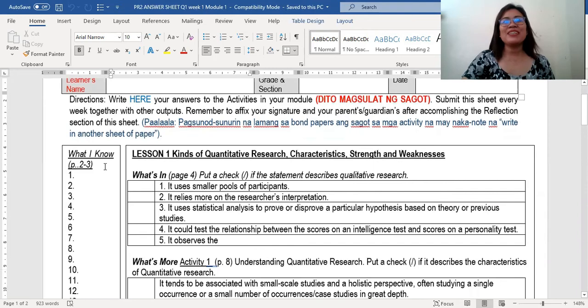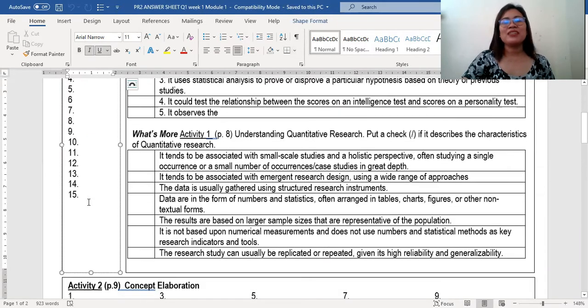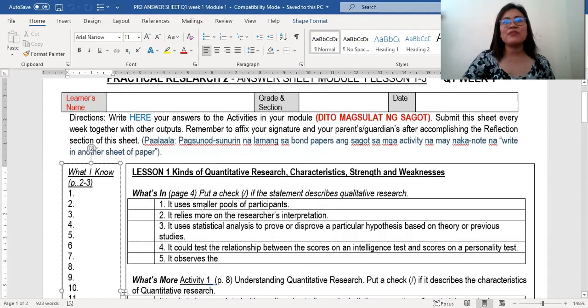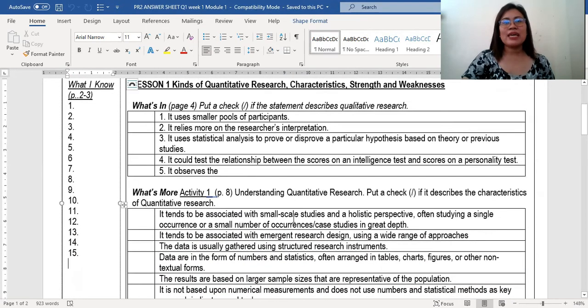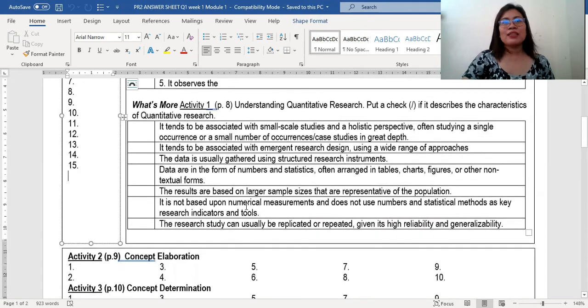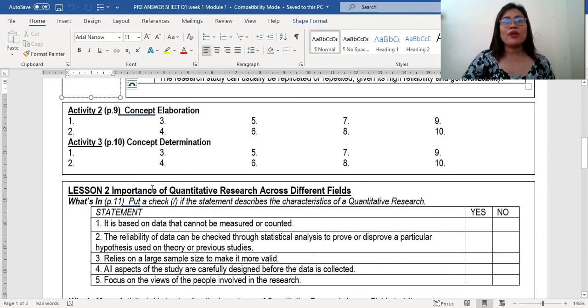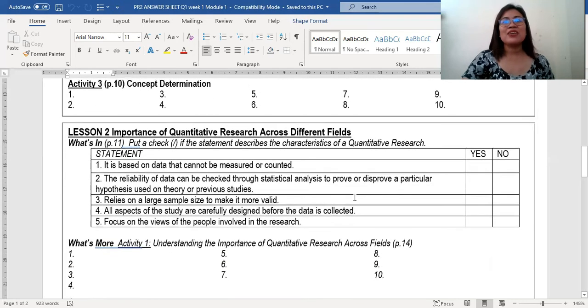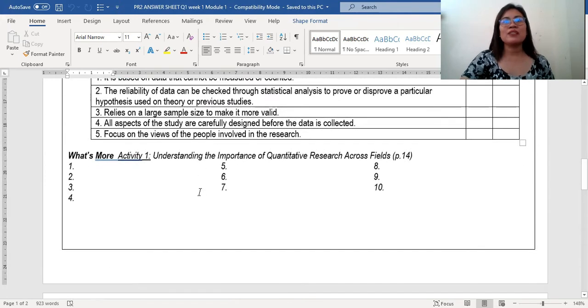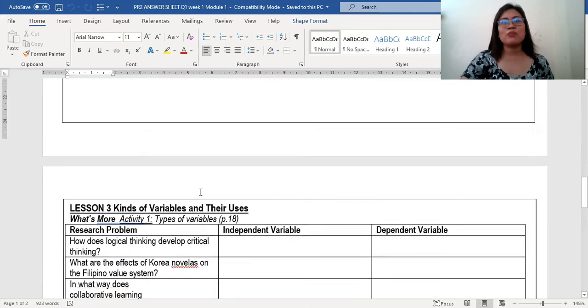So for what I know, this is page 1 to 3. Here is the allotted area for answering 1 to 15. For lesson 1, kinds of quantitative research, characteristics, strengths, and weaknesses, here is the part where you will answer the needed activities for that lesson until lesson 2 and lesson 3, or activity 2 and activity 3. All right. For lesson 3, importance of quantitative research across different fields, we'll also have your what's in page 11. Just write your answer in here, as well as for activity 1 in what's more.